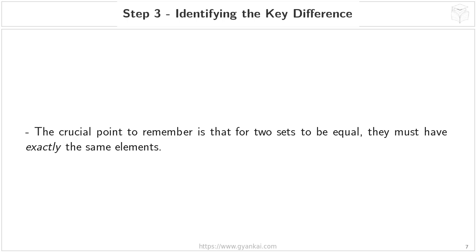Step 3. Identifying the key difference. Let's solidify what we've been learning about equal sets. This slide really drives home the most important idea.